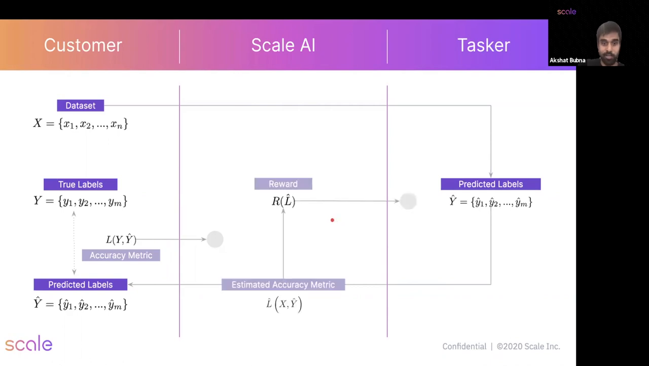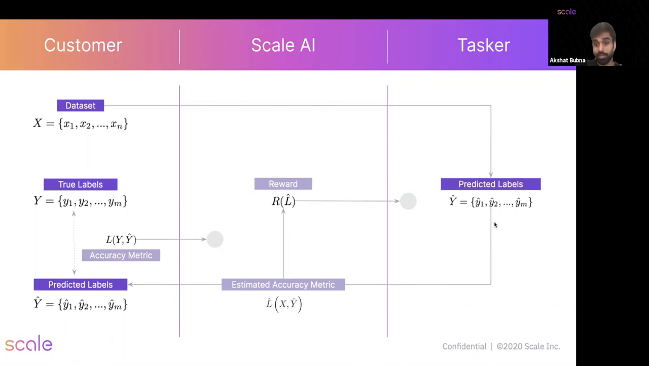Right, so what we can do is we can actually intermediate, and we can estimate the customer's accuracy for ourselves. So we have our own loss function based on the data set that's sent in and the labels predicted by the tasker. And based on that, we can give the taskers a reward to incentivize them to produce higher quality. So we've solved some of the issues. We've taken the burden off the customer, but we really haven't solved the problems with consistency and being able to scale up to a large amount of data.